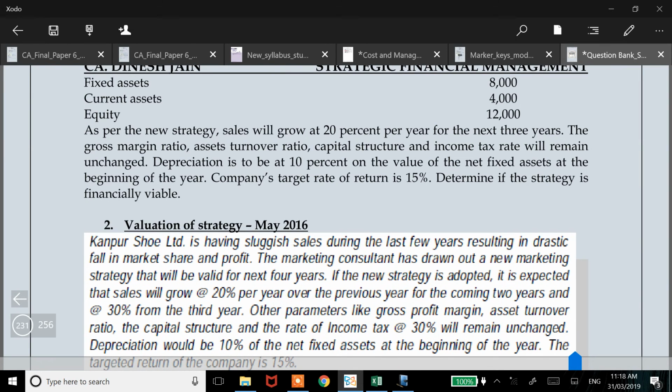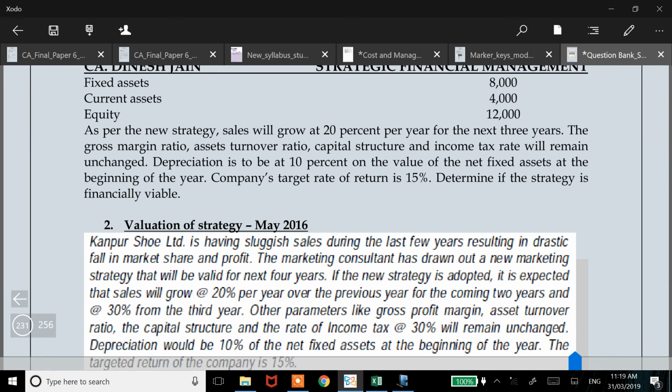Now I have to value the strategy. So what we do is we first value the company as if the strategy is implemented. Then we'll again value the company if the strategy is not implemented. The difference is the value of the strategy, which can be positive or negative. If it's negative, the strategy is not viable. If it becomes positive, the strategy is viable.